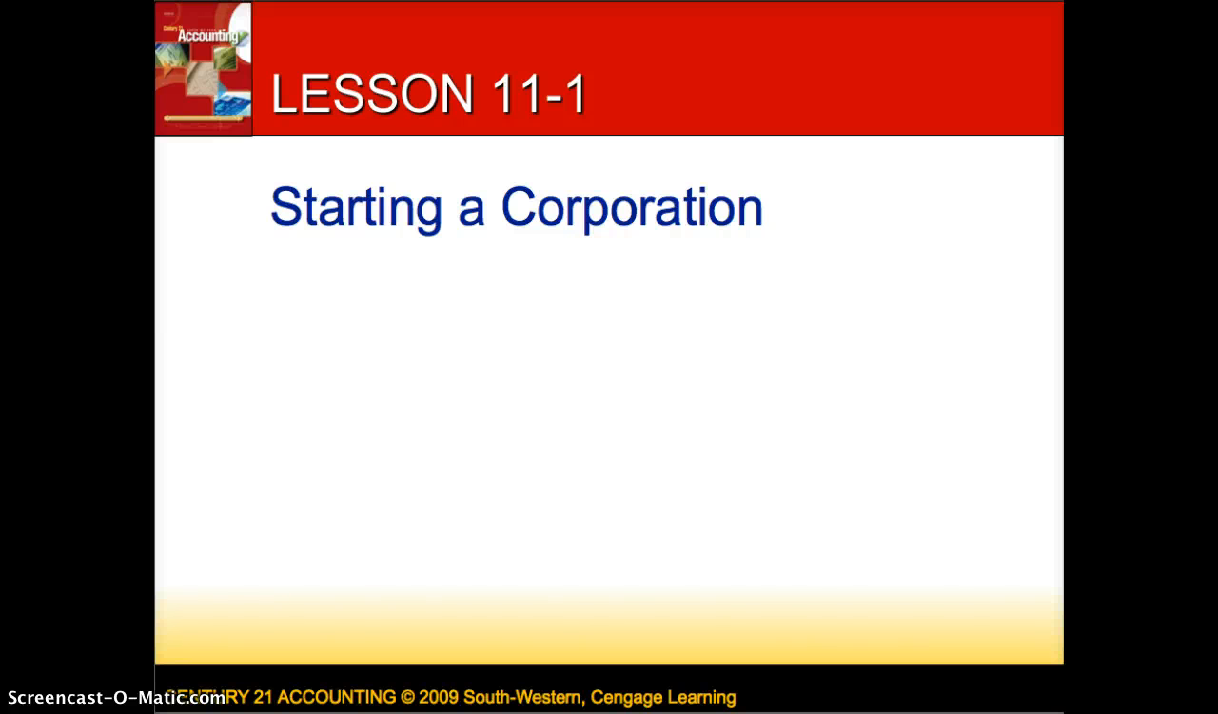This is 11.1, organizing or starting a corporation, found on page 314. I want you to go back to page 311 before we start and look at the new chart of accounts. We are starting part 4 in our book, and this is all about corporation accounting. So we're going to work with a new company called Lamplight Incorporated, and that chart of accounts you'll need to look back at throughout this chapter.